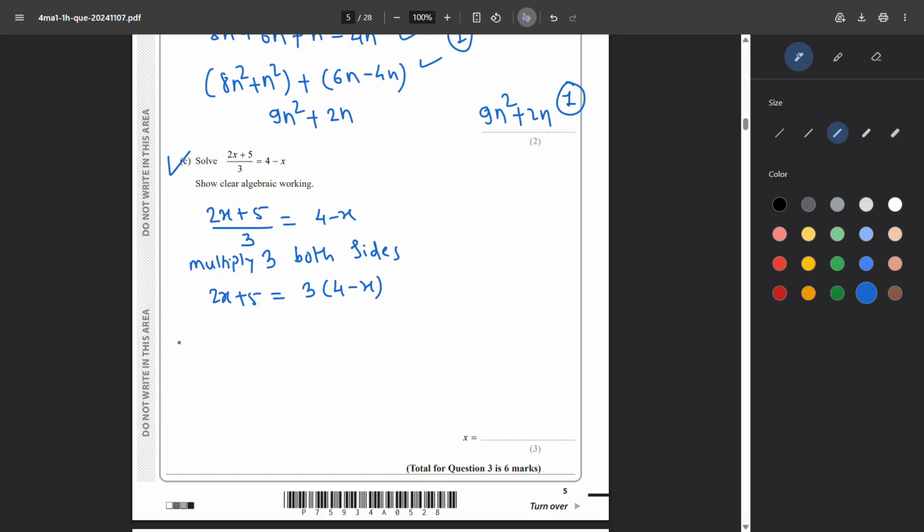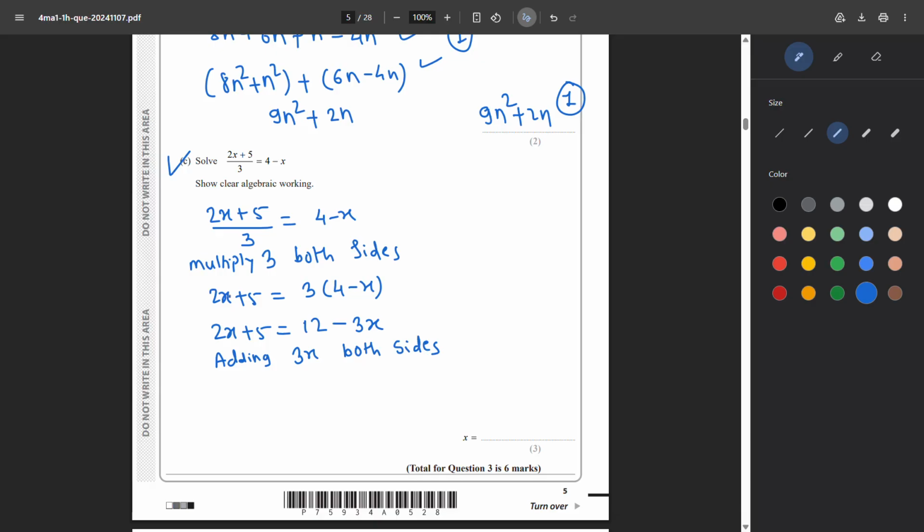Now 2x plus 5 will be as it is. Multiply 3 inside, so you will get 3 times 4 will be 12, and minus 3x. Now I have to eliminate this 3x. What I am doing, I am adding 3x on both sides. Always remember, whenever you solve any question, you have to show every step, because for steps you are going to get marks.